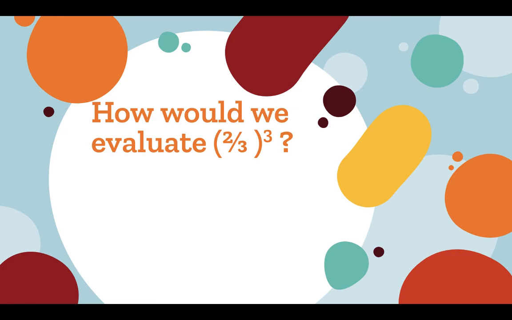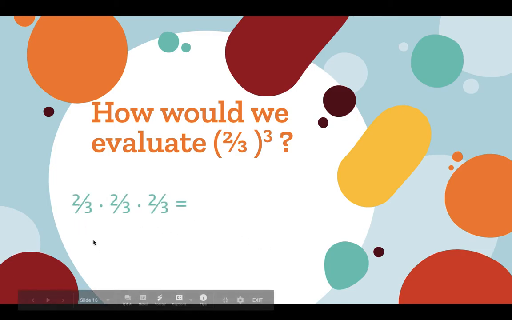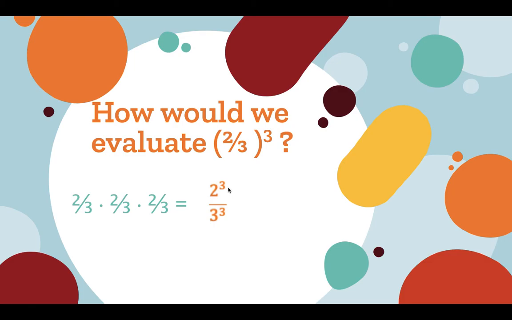So how would we actually evaluate 2/3 to the 3rd power? What that means is, if we did this in expanded form, 2/3 times 2/3 times 2/3, because they're telling us we need to multiply our base, which in this case is the fraction 2/3, 3 times. So 2 times 2 times 2, that's our numerator. That's 2 to the 3rd power, and 3 times 3 times 3, we're doing that 3 times, is 3 to the 3rd power.